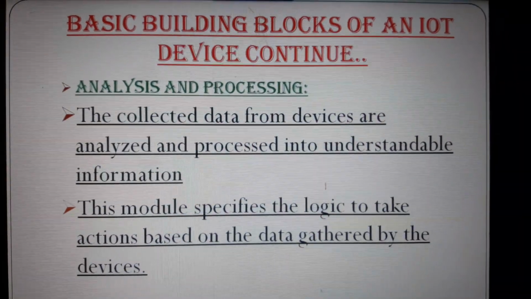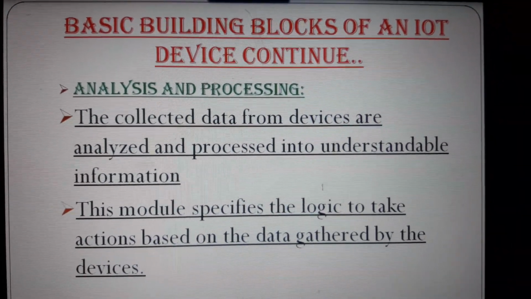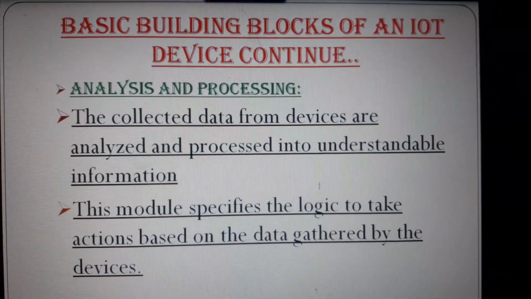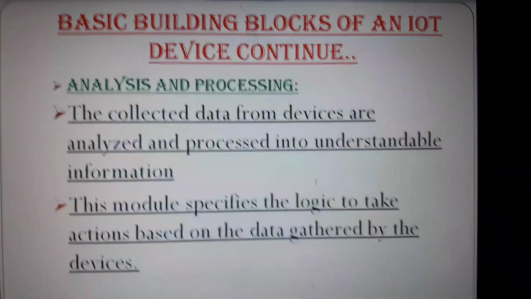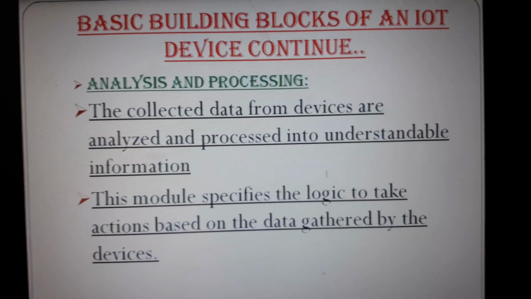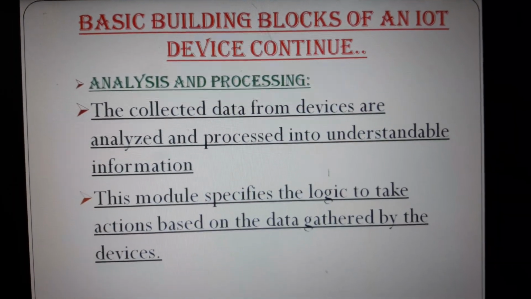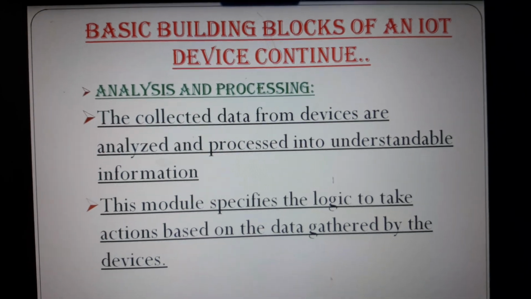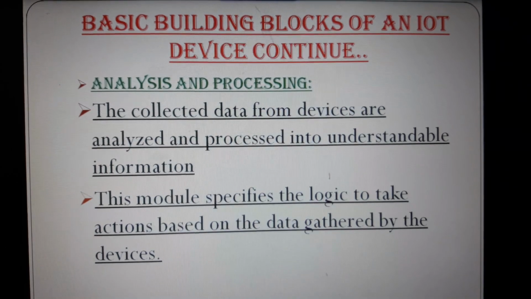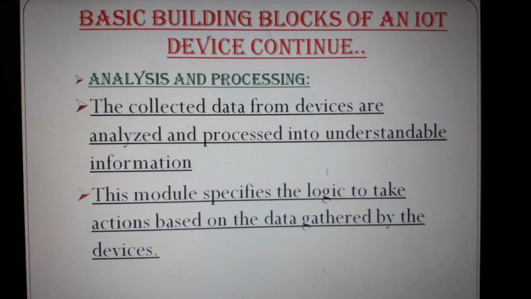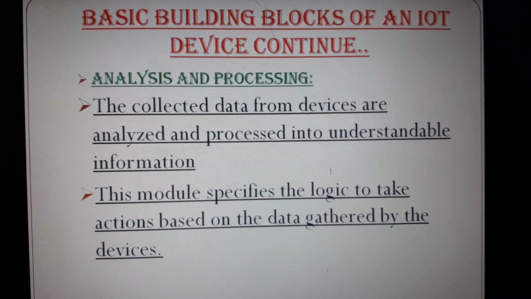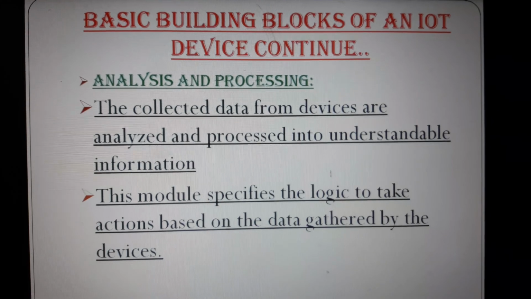So, analysis and processing. Now we have already seen the sensors, actuator, Raspberry Pi, and Raspbian OS. Now what is the processing? How will data be analyzed? When we say processing, because sensors send data, there are millions of devices which will collect data and send it to the cloud, then how will it be processed? With the help of the Raspberry Pi as local storage, when the data is sensed from the sensor, it will be processed by the Raspberry Pi. So the collected data from the devices is analyzed and processed into understandable information.